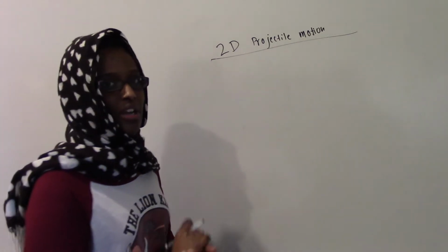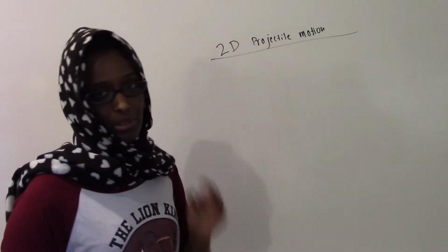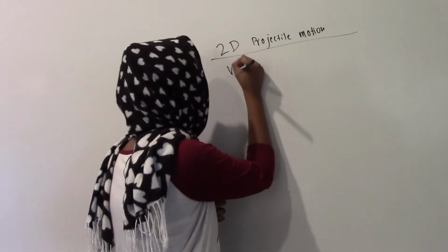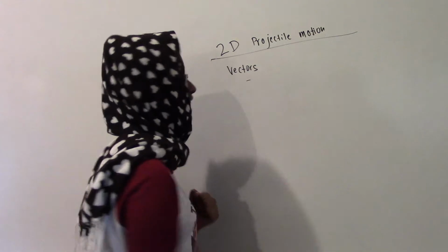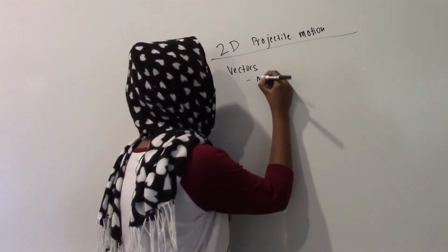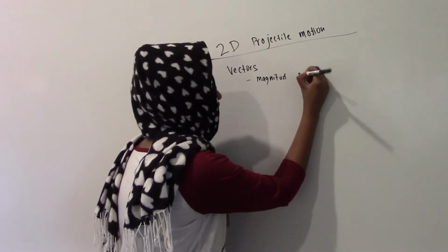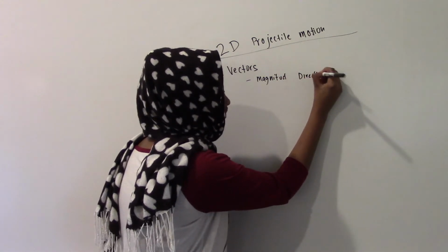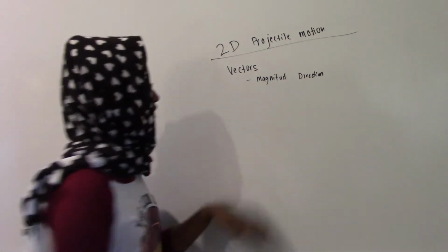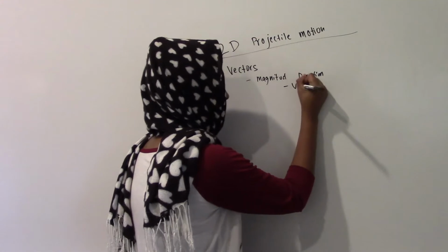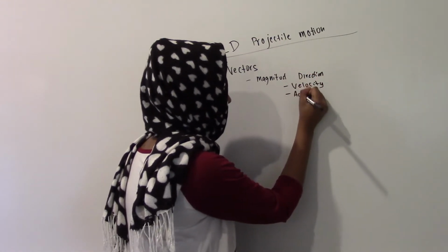Before we can talk about 2D motion, we have to think about concepts we bring in from 1D motion, right? So let's talk about vectors. What is a vector? A vector is something that has a magnitude and direction. So in today's video, the vectors that we're going to be talking about are velocity and acceleration.